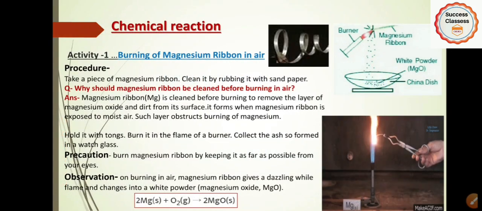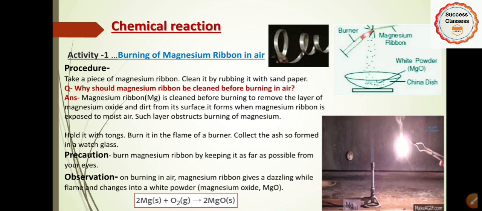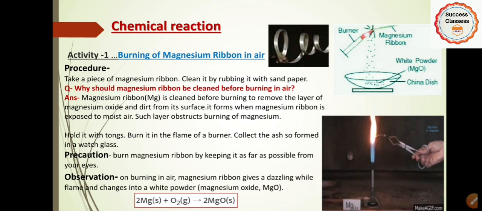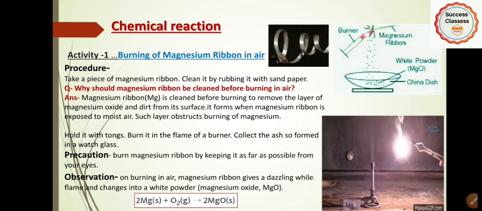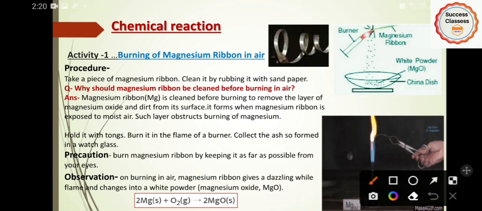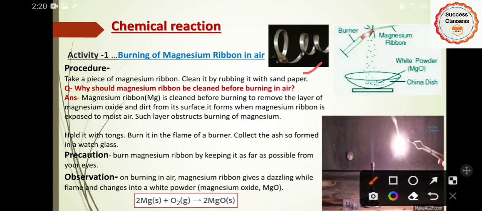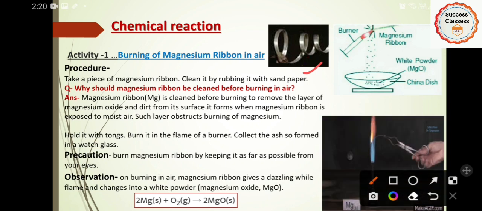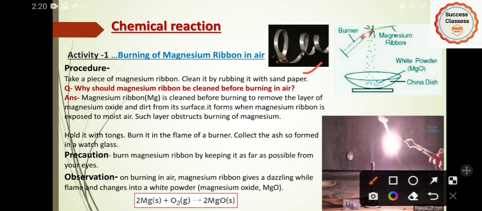Now, let us understand a few activities to understand the chemical reactions. The first activity is burning of magnesium ribbon in air. Here is the magnesium ribbon. It is silvery white in color. So take a small piece of the magnesium ribbon and clean it with sandpaper. Now the question arises, why do we have to clean the magnesium ribbon with sandpaper before burning?